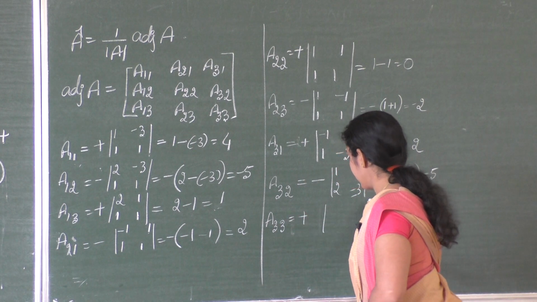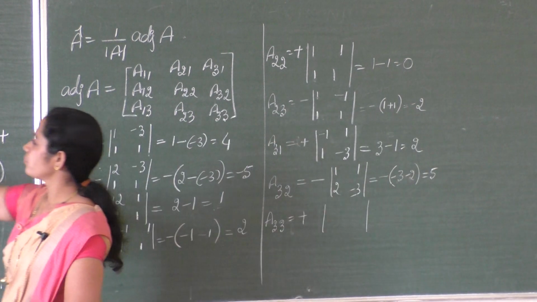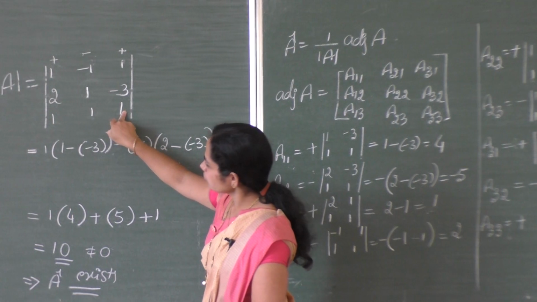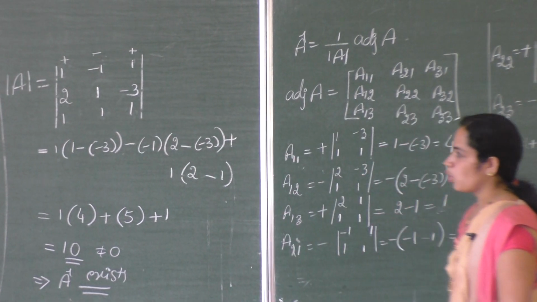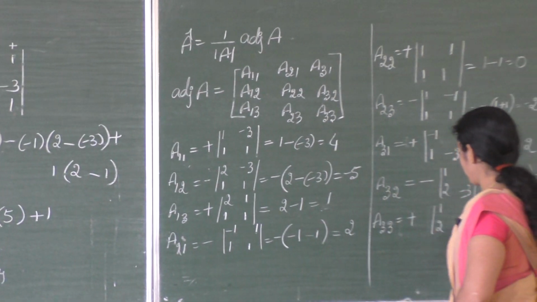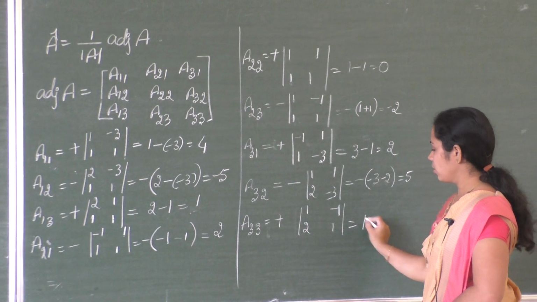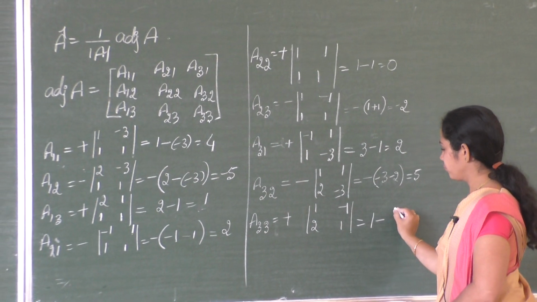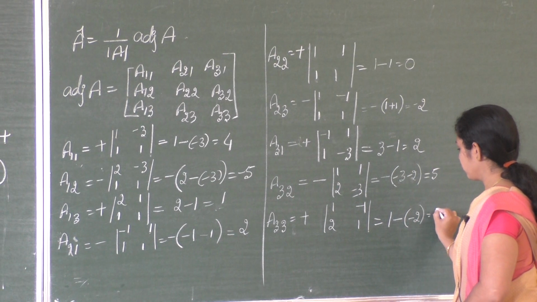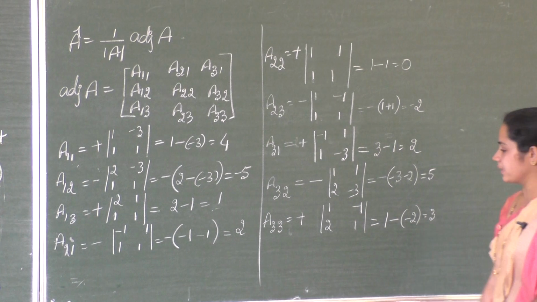Next one is A33. A33 is positive. Delete third row, third column, remaining is 1, minus 1, 2, 1. This is equal to 1 minus minus 2, so it is 1 plus 2 is 3.